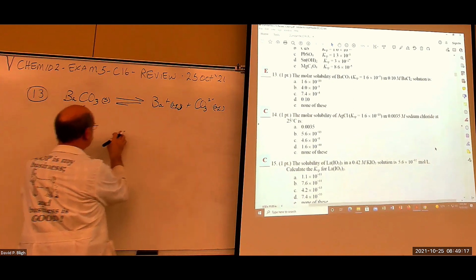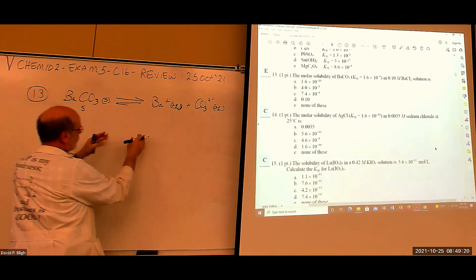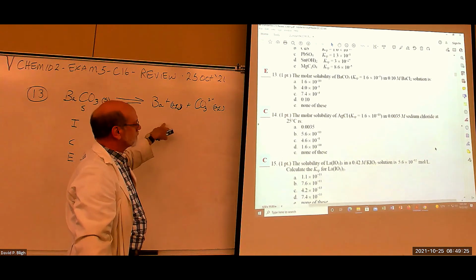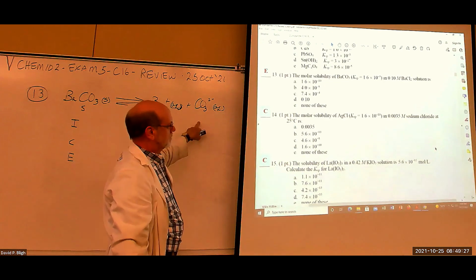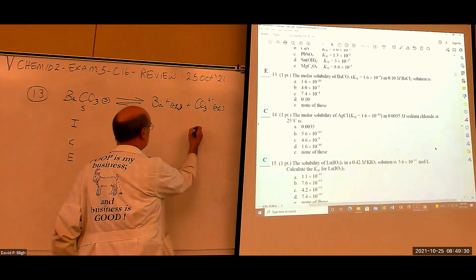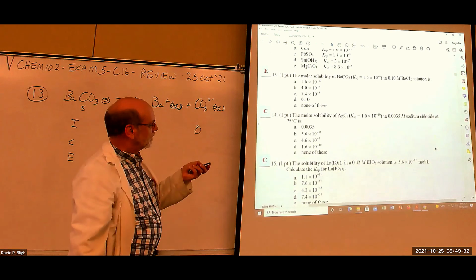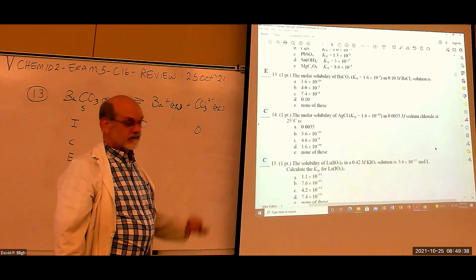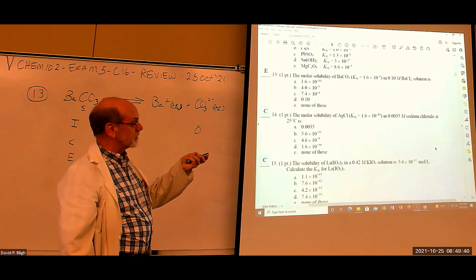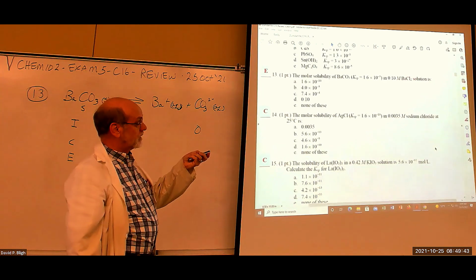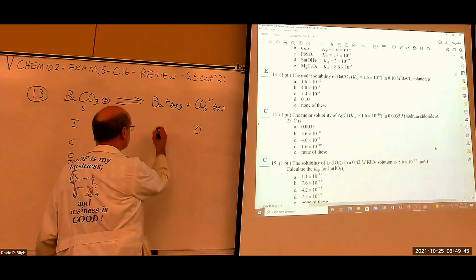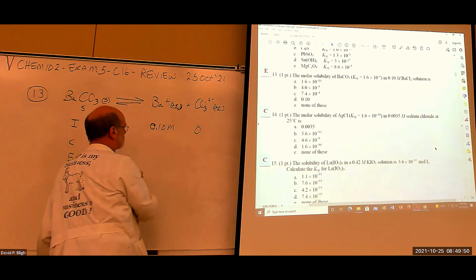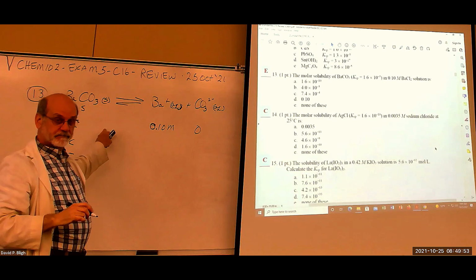So when we start off, we're really only interested in the equilibrium anyway. When we start off, how much carbonate do we have in solution? Nothing. No carbonate. But we do have 0.1 molar barium ion, because this chloride of barium goes completely into solution. So we're starting off with 0.1 molar barium ions initially.